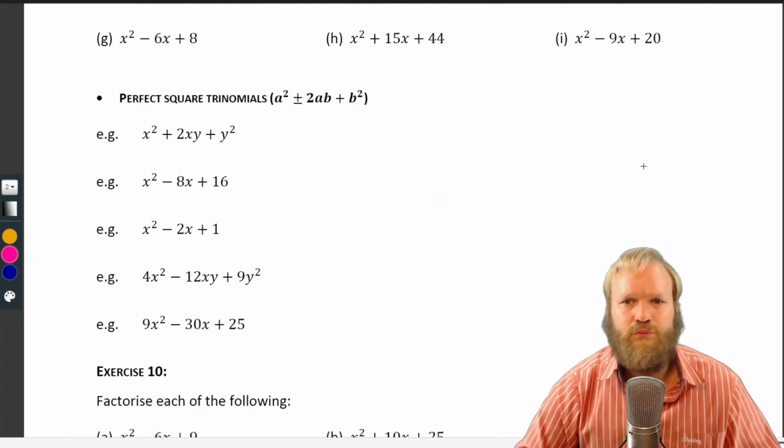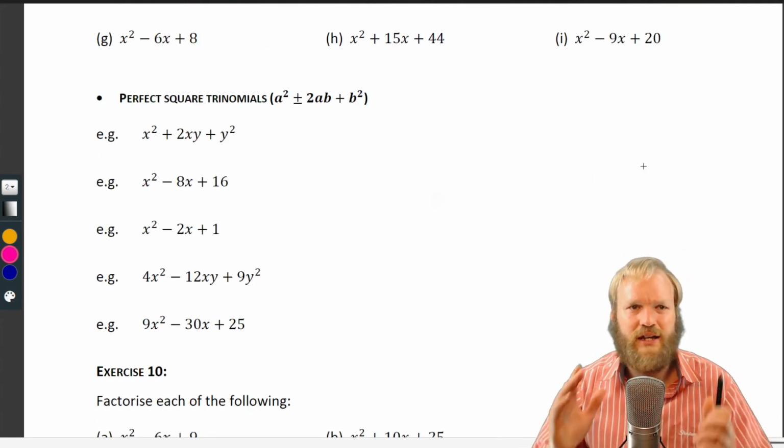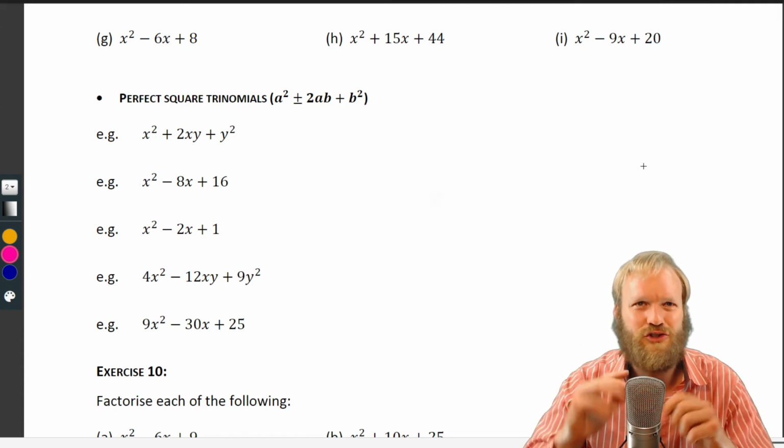Now, perfect square trinomials. I actually just want to keep going, not separate this into 2 Edpuzzles and just do one.